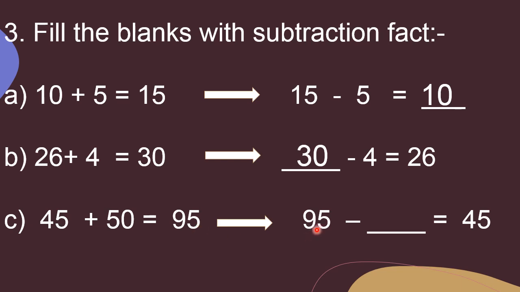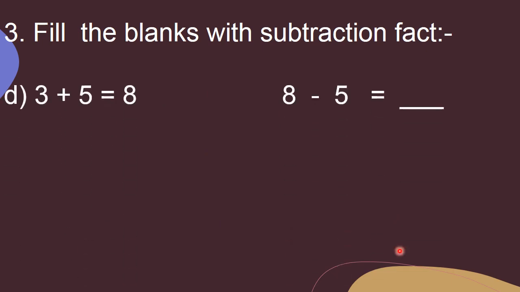Okay, now in C part, 45 plus 50 is equal to 95. So here 95 minus dash is equal to 45. Which number is not given? Here 45 is given, okay, and 95 is also given. So which number is not given? That is 50. So we will fill 50 here. Now in D part, 3 plus 5 is equal to 8. Okay, and 8 minus 5 is equal to dash. So which number we will write?